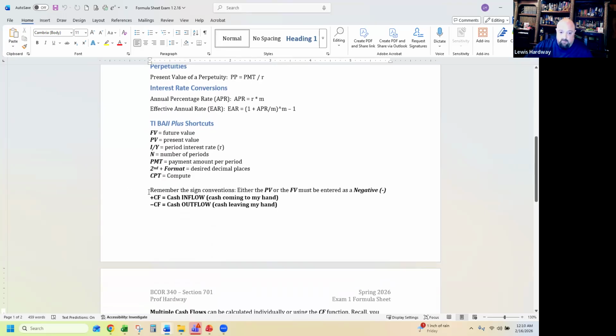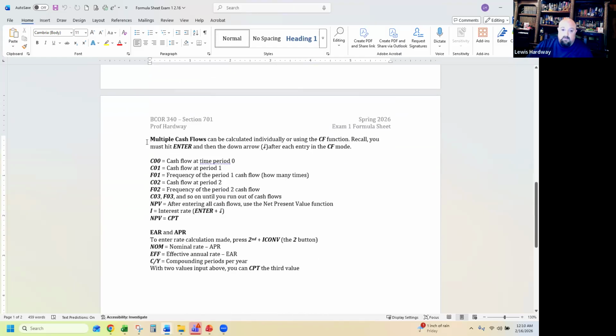Down here, things like remember the sign conventions: present value, future value, one of them must be negative. A positive cash flow is an inflow, which is cash coming into my hand. The negative is cash outflow, where it's leaving my hand. Multiple cash flows, you can calculate them using the cash flow function. You have to remember that you have to hit the enter button and the down arrow in each piece of the cash flow mode, whenever you're in it. And so I gave you the first few, like this is how it would show up.